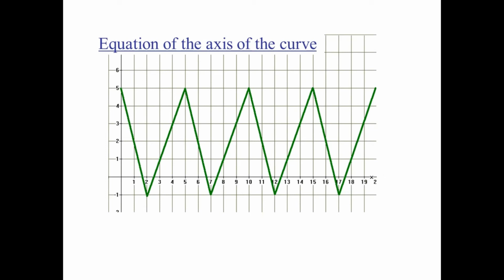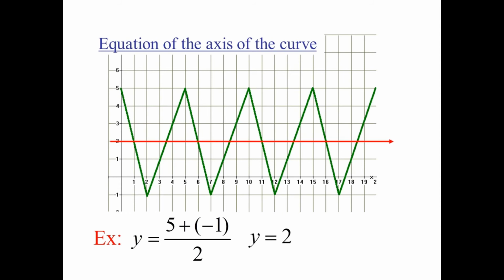Let's go again. The equation of the axis of the curve: the high point plus the low point, which is 5 plus negative 1, over 2. Let's take a look at it again. Y equals 2.